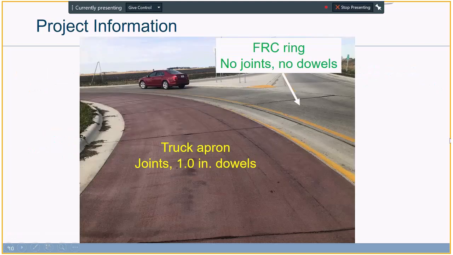And here I have a picture from our site visit. This is the truck apron, colored concrete was used, and we have joints here. We have 1-inch thick dowel bars. But the FRC ring itself, there were no joints here. We have a wide open crack, it's not a joint. And there were no dowel bars, just fiber reinforcement.